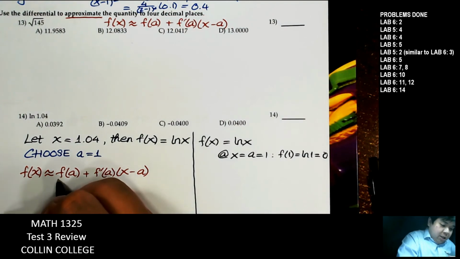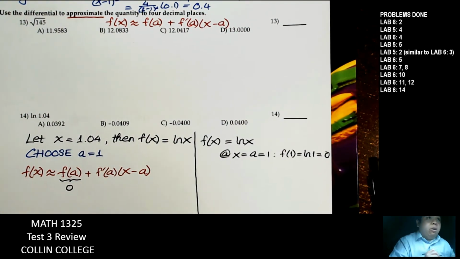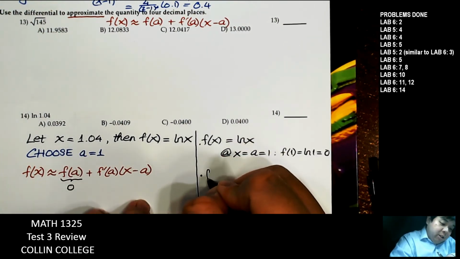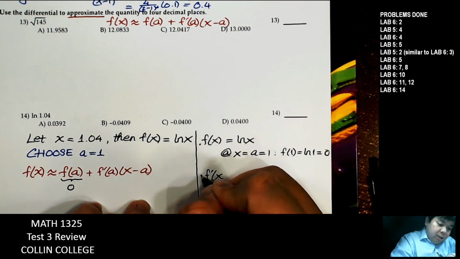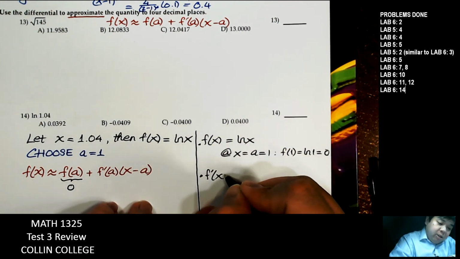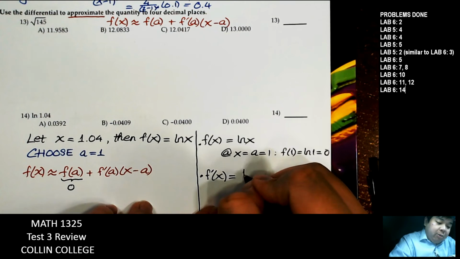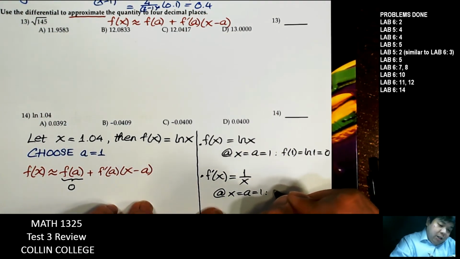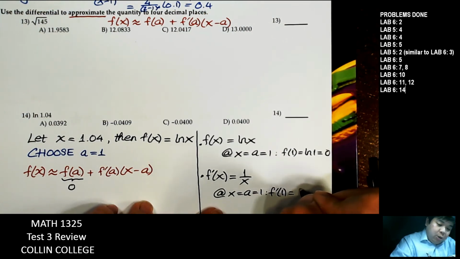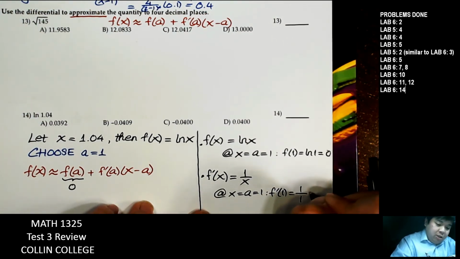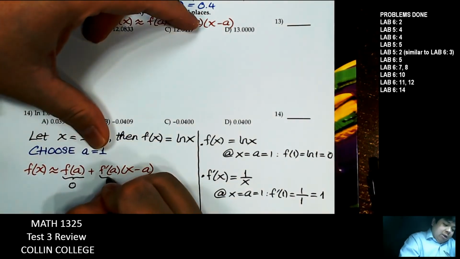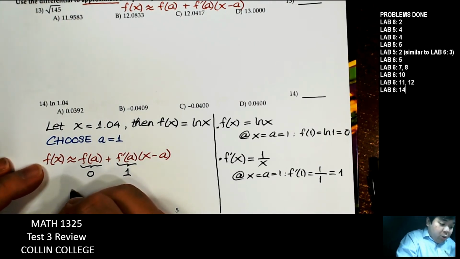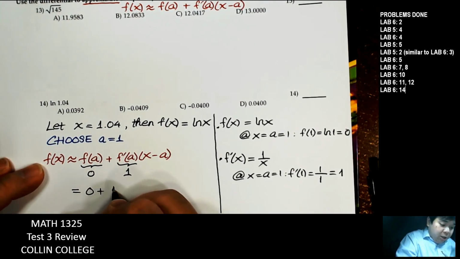Right, what we have: a is going to be 1, that's easy. X is 1.04, also easy. Just need to find out the function, we do have ln of x. Now at x equal to a equal to 1, f of 1, ln of 1 is 0. So we have this 0. So that is for the function at these values.